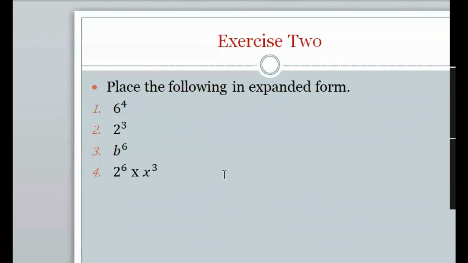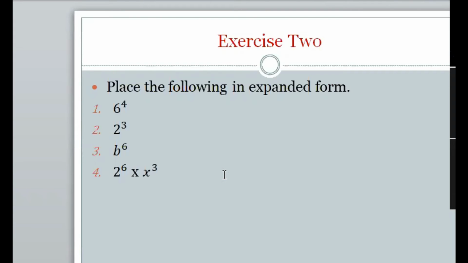So the first one, let's hear you, Shaker. Miss, I have 6 times 6 times 6 times 6. Very good. And you can also put the answer for 6 times 6 times 6 times 6, right? Nothing is wrong with that. But expanding it like that is correct.